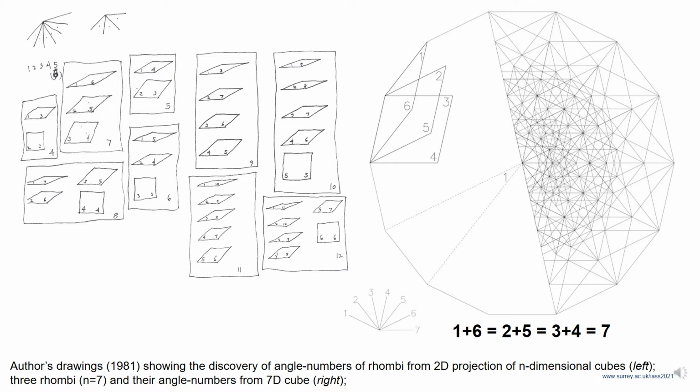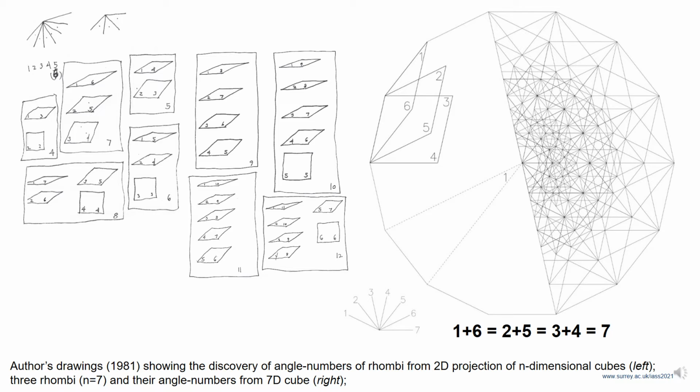Building the 2D projection from physical pieces required breaking the diagram into building blocks, in this case rhombi. The number of possible rhombi from 7D are the only pairs that add up to 7, as shown in the equation. There are only 3 pairs possible: 1, 6; 2, 5; 3, 4. Therefore, there are only 3 possible rhombi from dimension 7.